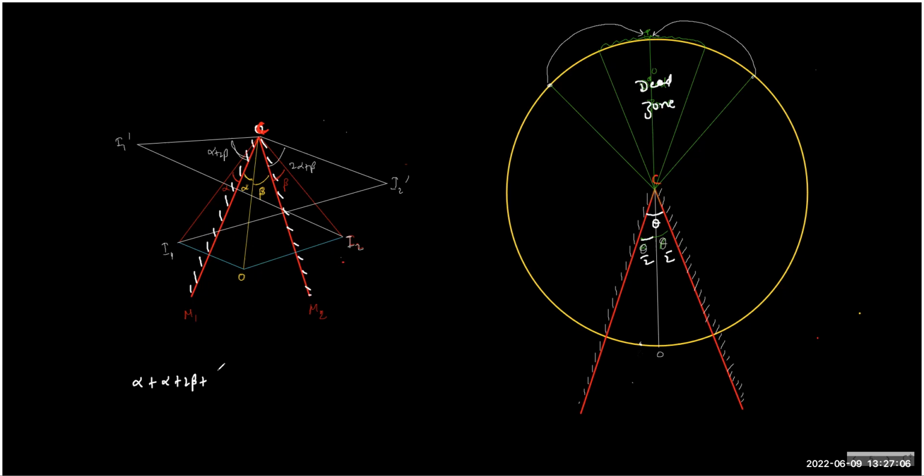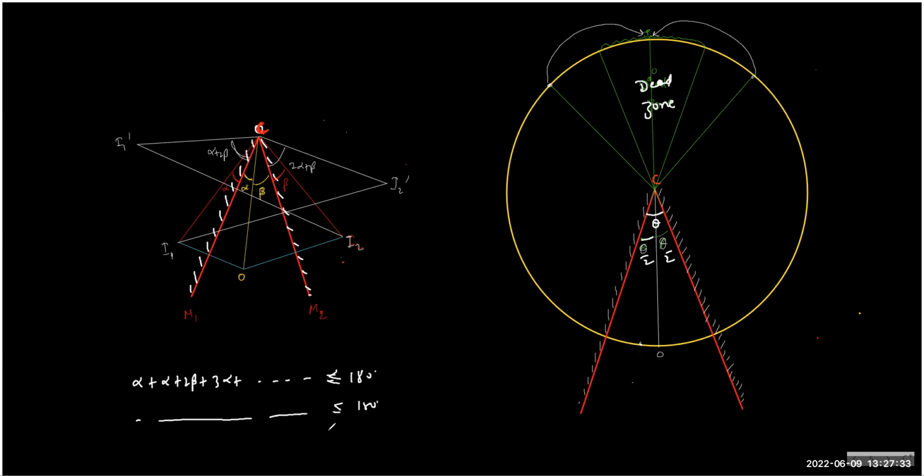Plus next will be what, if you guess? It will be maybe like 3 alpha plus how much? 3 beta. So if you add all angles like this on the left side, it cannot exceed, it will be less than or equal to 180. And similarly, you can do it for the right side. So it will also be less than or equal to 180.